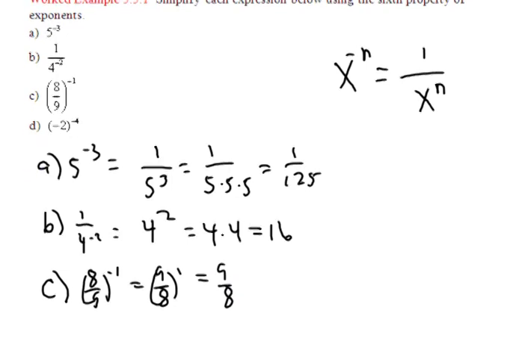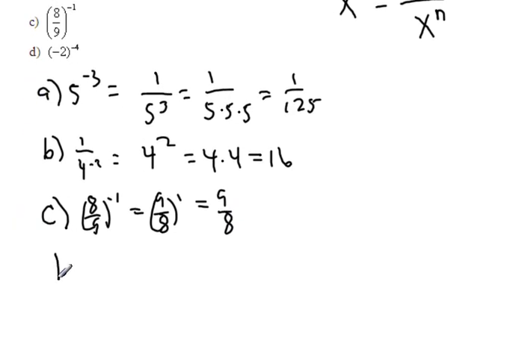In D rather, we have negative 2 to the negative 4. So we're going to make the exponent negative 4 into positive 4 by moving the base over the fraction. So the negative 2 base is going to end up downstairs, and that's going to make the exponent positive. The cost for doing that is 1 on top.